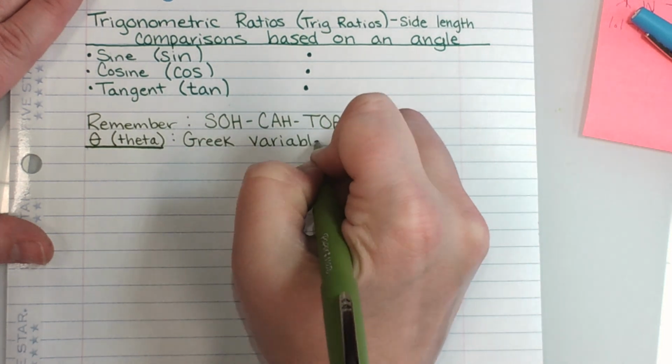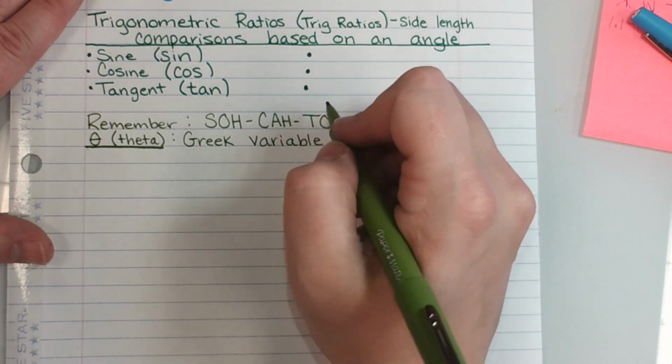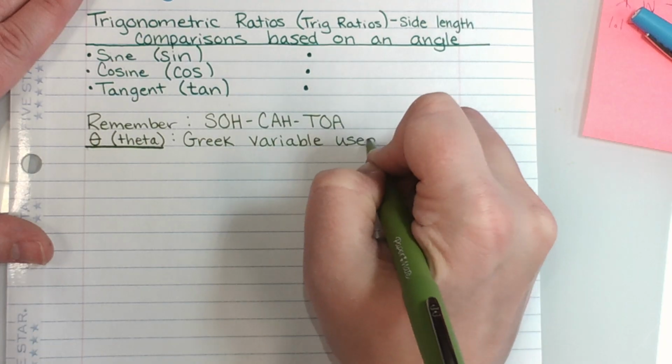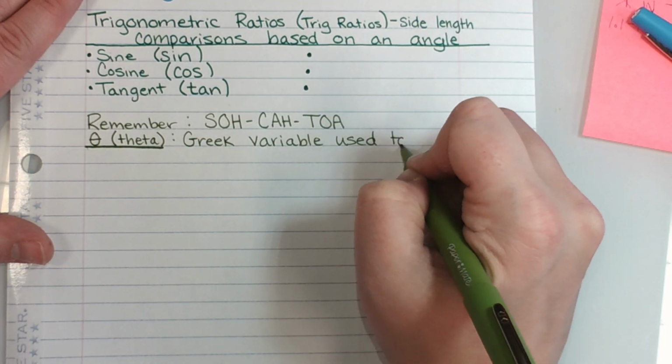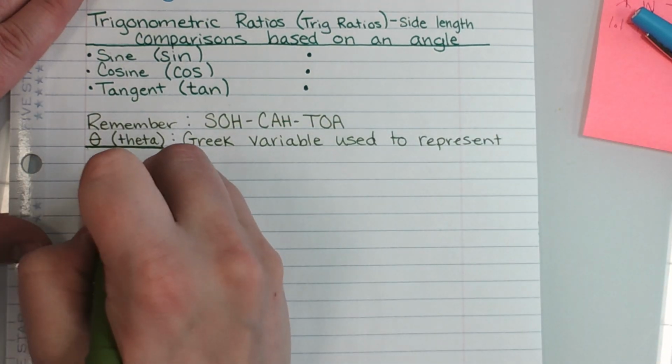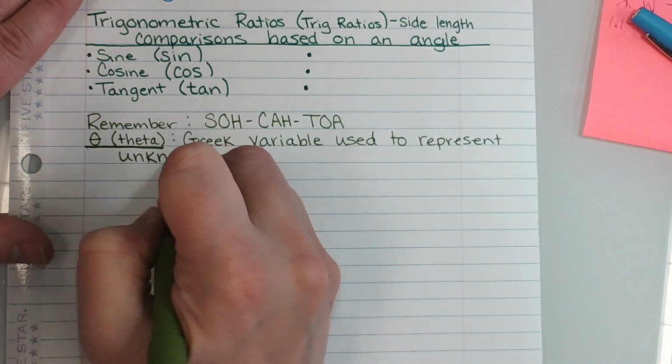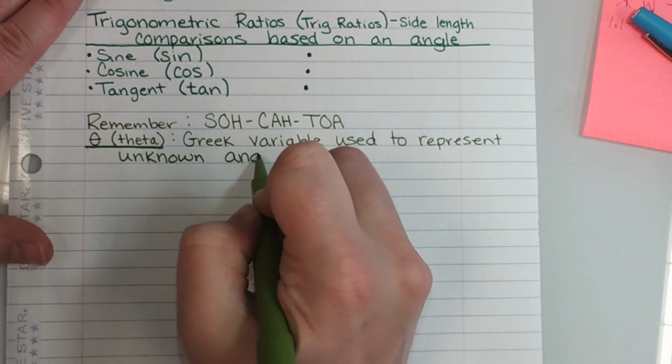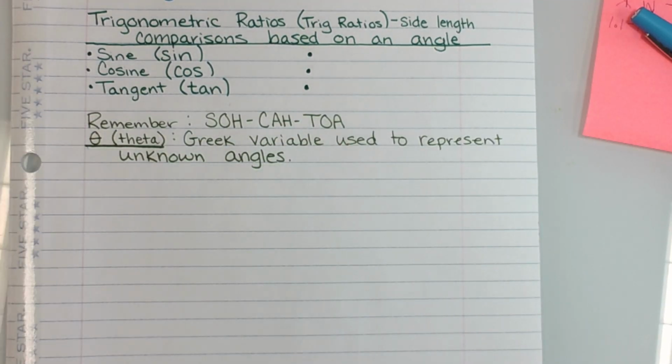So it's the Greek letter, and we're using it as a variable. It's used to represent unknown angles. You can still technically use other variables to represent angles. Most commonly, it's not done that way, though. So they use theta.